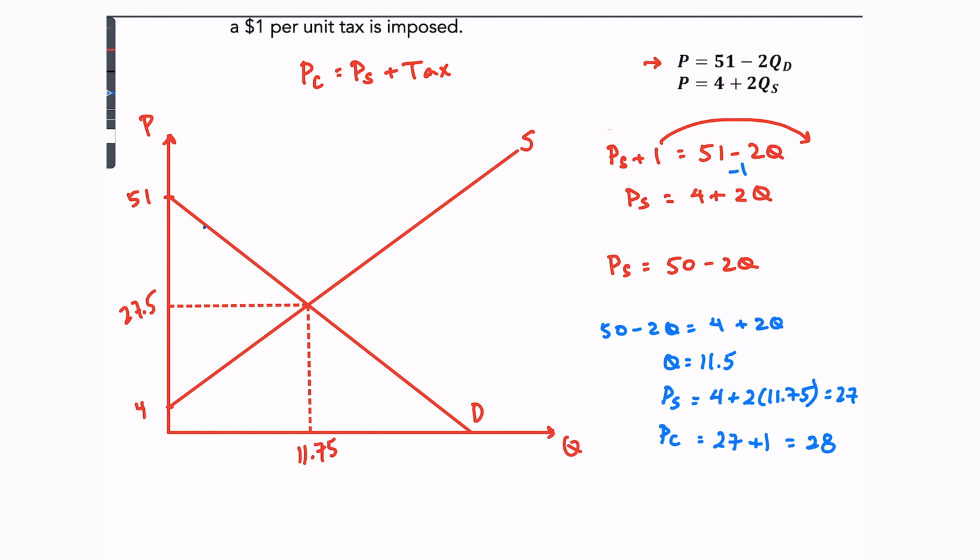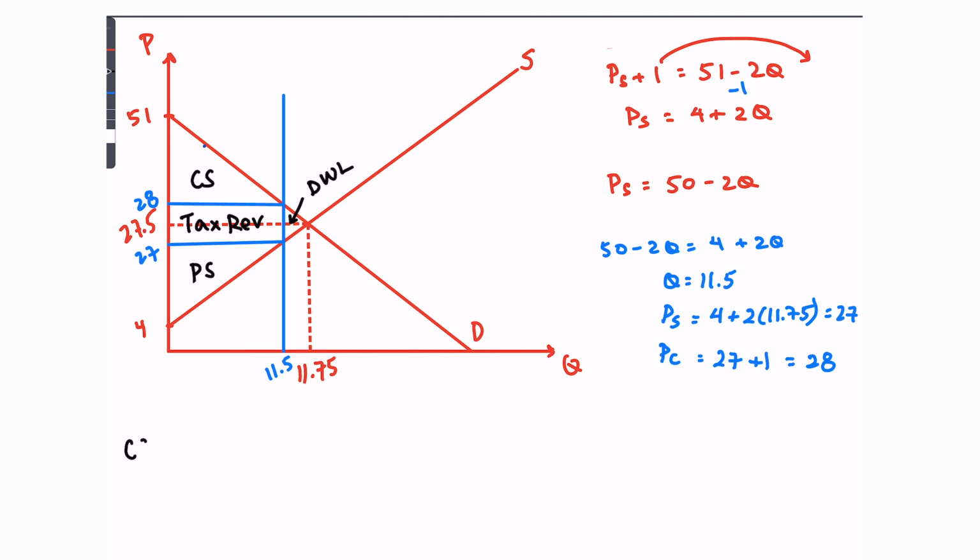Now, if we show that graphically, I'll put a line here. We'll call that 11.5. We know that it's going to intersect demand at the consumer's price, so that'll be 28. And it's going to hit supply at the supplier's price, which is 27. Now, the triangle above 28 is your consumer surplus. The triangle below 27 is your producer surplus. The rectangle in between is tax revenue for the government. And this triangle is deadweight loss.